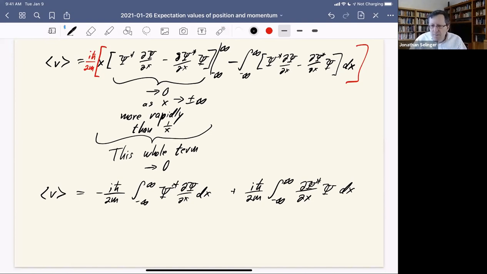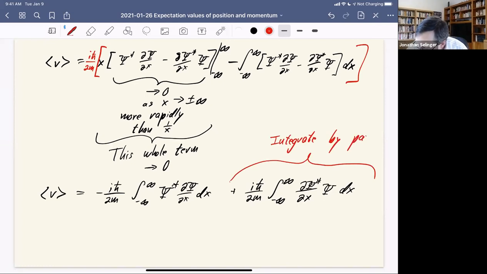Okay, so here's an answer. It's not too bad. It tells us how to extract the velocity out of psi and psi star. I could stop here, but I won't, because people conventionally simplify it a little bit more by doing another integration by parts on just the second term. So let's take this term and integrate by parts again.